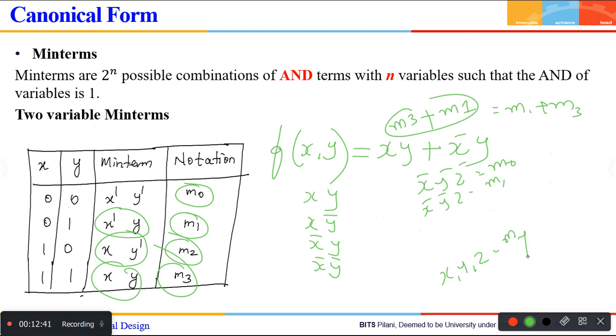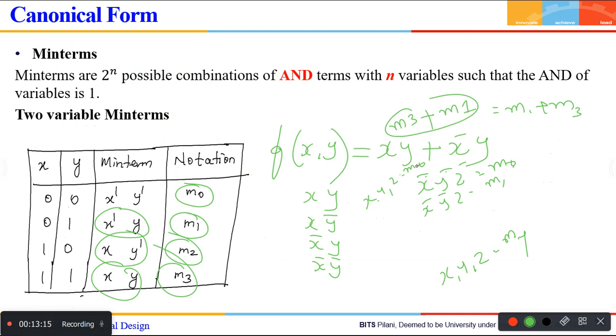Sir, for the notation, is it supposed to be m naught for x bar y bar z bar? Exactly, it's supposed to be m naught, because this bar denotes 0 0 0. That's why m naught will come. This order is very important. You cannot take x y z as m naught. X bar y bar z bar will be m naught. You have to follow the 0 0 0, 0 0 1, 0 1 0 notation while doing that.